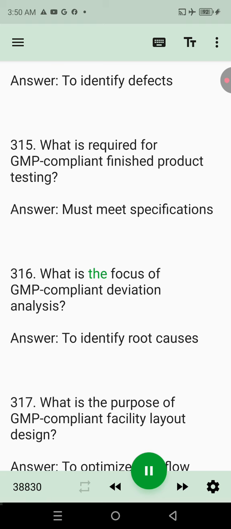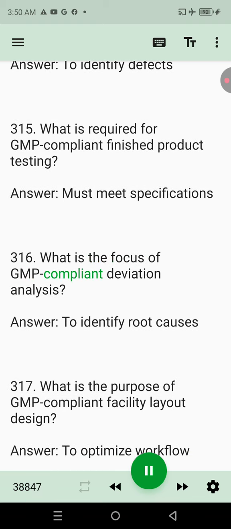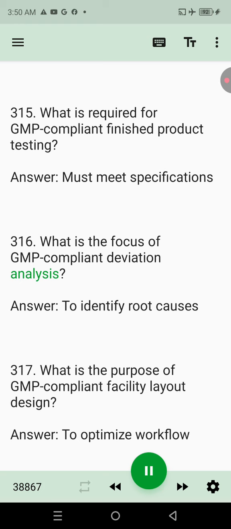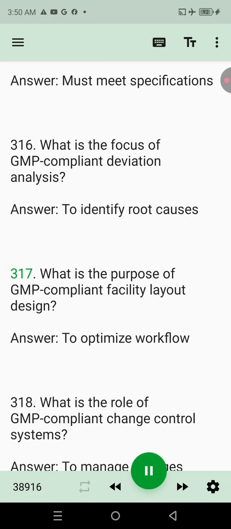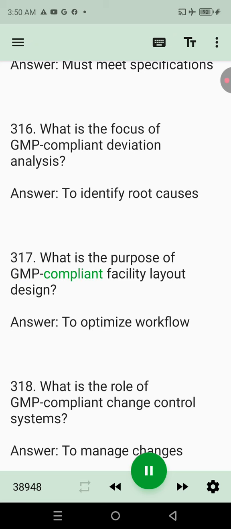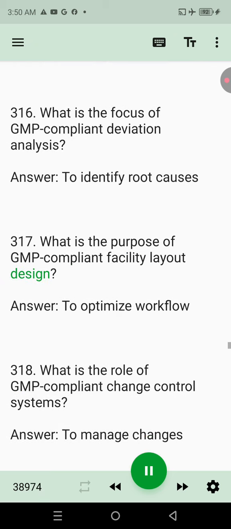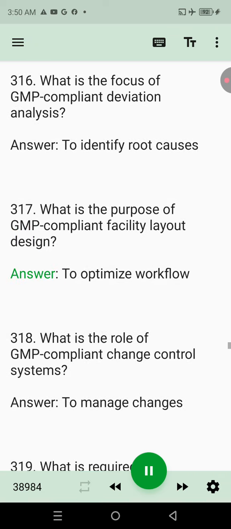316. What is the focus of GMP-compliant deviation analysis? Answer: to identify root causes. 317. What is the purpose of GMP-compliant facility layout design? Answer: to optimize workflow.